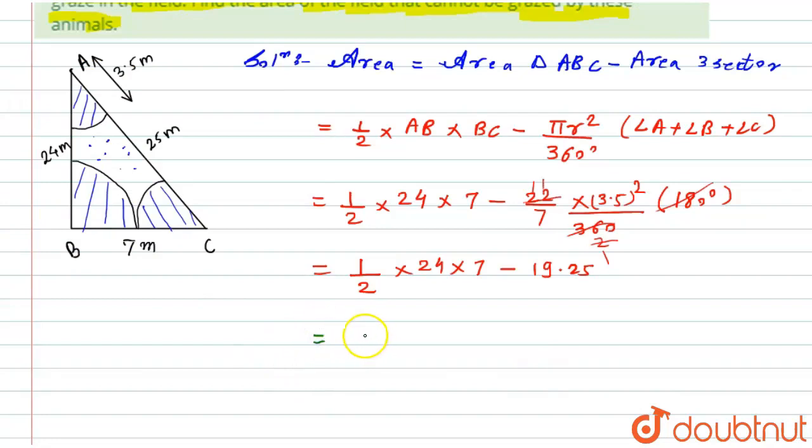It will be 2 1s are 2, 2 1s are 2, 2 2s are 4, 12 7s are 84, and this will be 84 minus 19.25. After subtracting this 19.25 from 84, I will get the answer as 64.75 meter square. So the remaining area which was not grazed by all the three animals is 64.75 meter square.